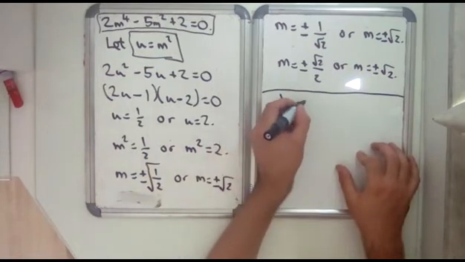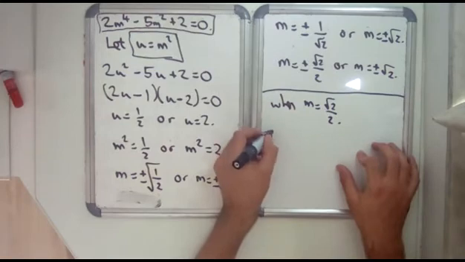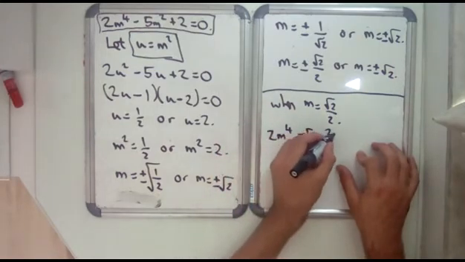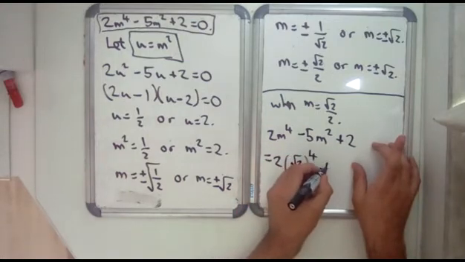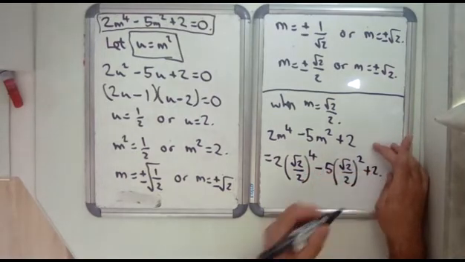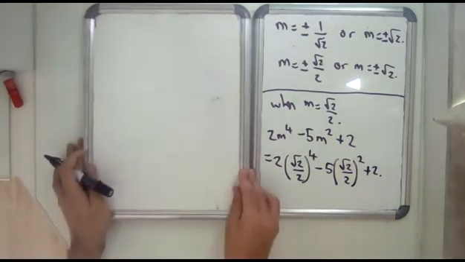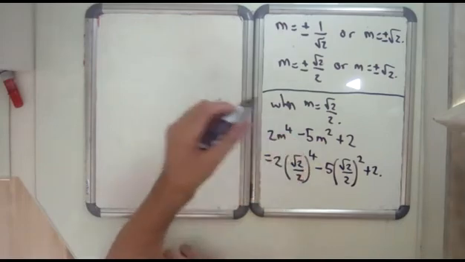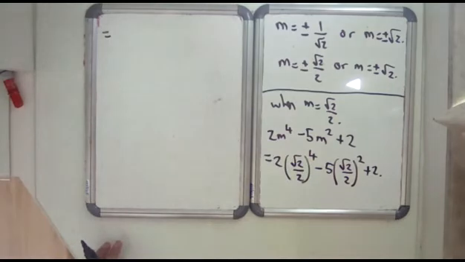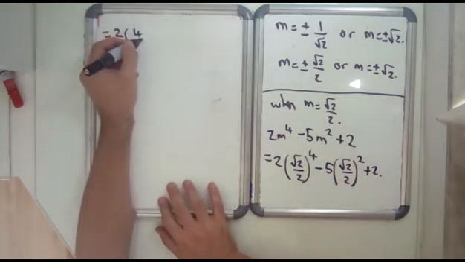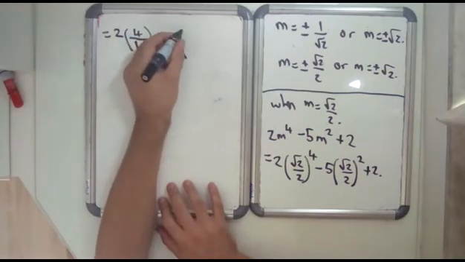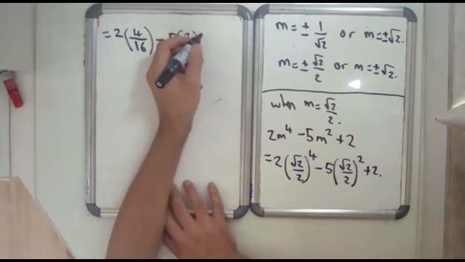So when M equals root 2 over 2, 2M to the power 4 minus 5M squared plus 2 equals 2 times root 2 over 2 to the power 4, minus 5 times root 2 over 2 squared, plus 2. Now, that is a bit of a pain. Well, root 2 to the power 4: root 2 times root 2 is 2, root 2 times root 2 is 2, times them all together, 2 times 2 is 4. So you end up with 2 over 2 to the power 4, which is 16, minus 5 times root 2 squared, which is 2, over 2 squared, which is 4, plus 2.